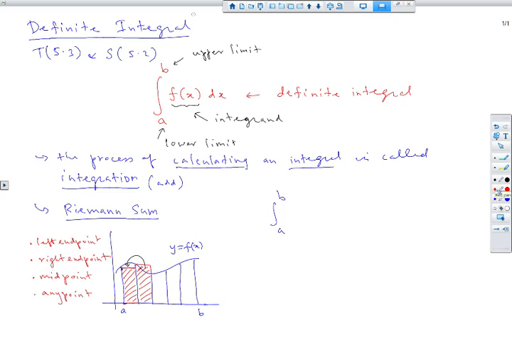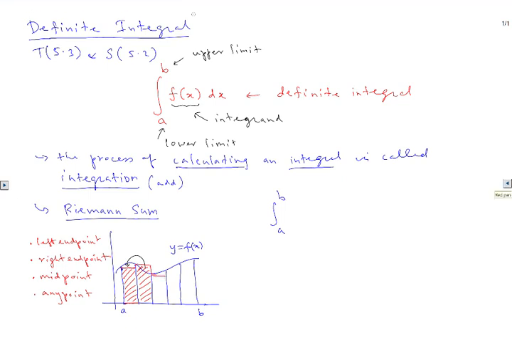So we just keep doing it. You pick the left endpoint every time. I put the left endpoint here again, and this is the rectangle you get. Pick the left endpoint, this is the rectangle you get. And you pick the left endpoint, that's the rectangle you get. Okay.